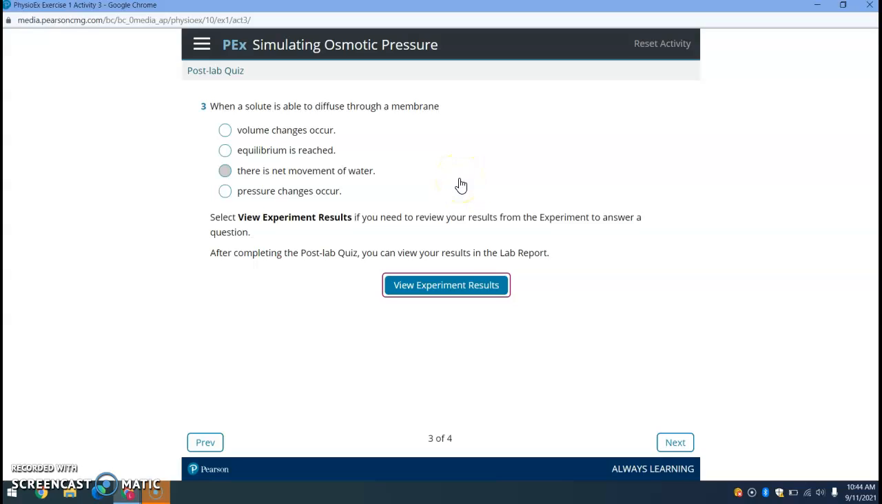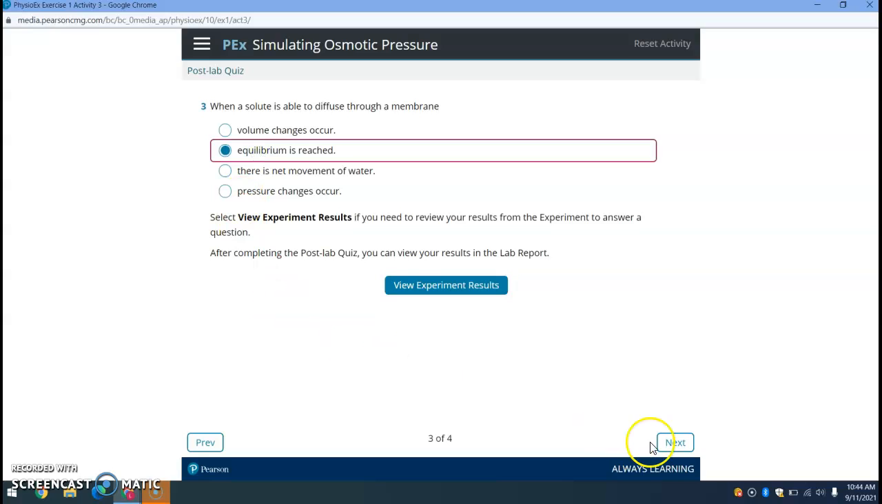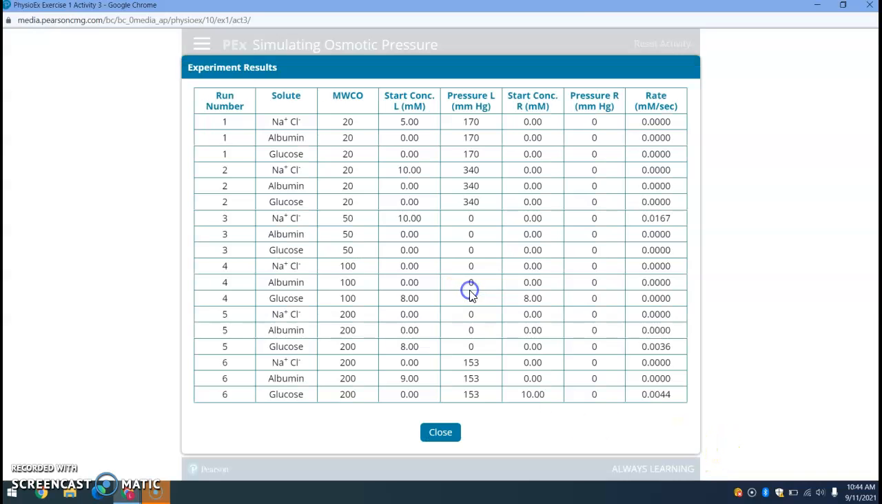When a solute is able to diffuse through a membrane, volume changes occur, equilibrium is reached, there is net movement of water, pressure changes occur. When the solute can diffuse through the membrane, we watched equilibrium being reached. Because remember the glucose, if we go back to our experimental results, remember the glucose when we did, let's see, we did 8 in the left and 8 in the right. We noticed that the equilibrium was reached.